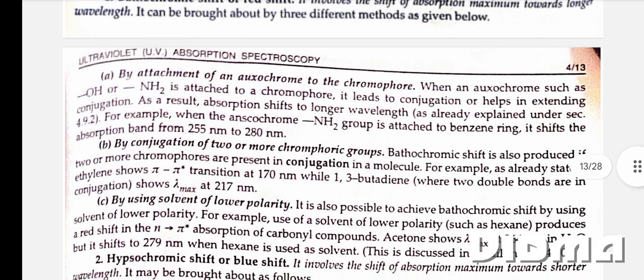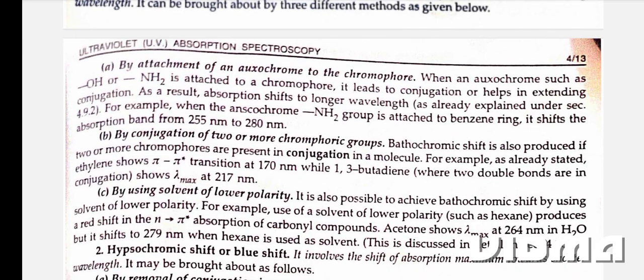By attachment of an auxochrome to the chromophore. When an auxochrome such as OH and NH2 is attached to a chromophore, it leads to conjugation or helps in extending conjugation. As a result, absorption shifts to longer wavelength. For example, when the auxochrome NH2 group is attached to benzene ring, it shifts the absorption band from 255 nanometer to 280 nanometer.